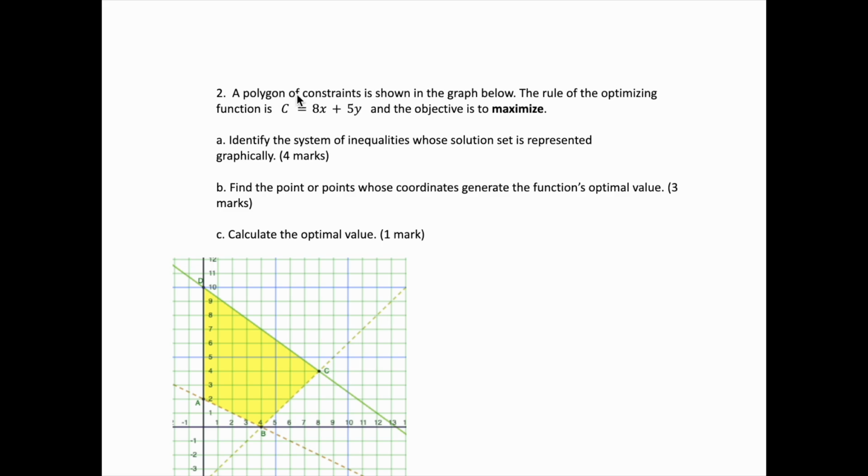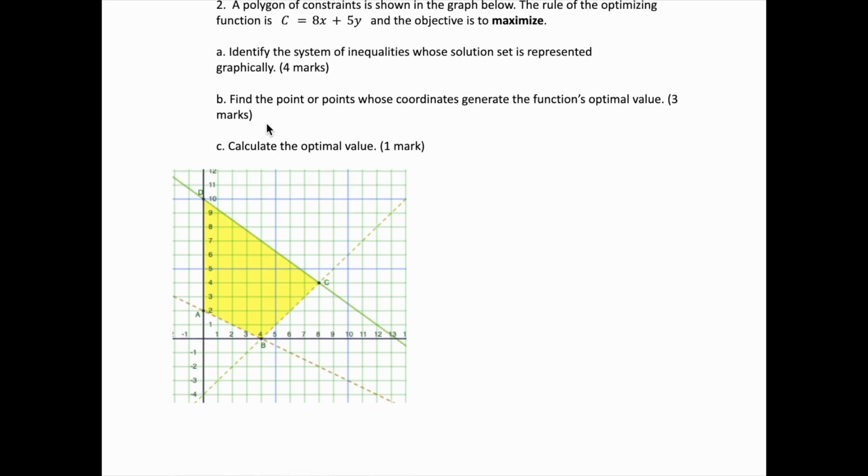Question number 2. A polygon of constraints is shown in the graph below. The rule of the optimizing function is C equals 8x plus 5y, and the objective is to maximize. A. Identify the system of inequalities whose solution set is represented graphically. B. Find the point or points whose coordinates generate the function's optimal value. C. Calculate the optimal value.